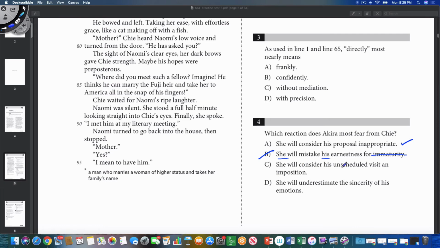Then C, she will consider his unscheduled visit an imposition. So it's not about the timing of the visit. He's not worried about just coming across as an imposition. Again, he's more worried about the appropriateness. So C is out. And finally, she will underestimate his sincerity of emotions. So Akira, at least in this first paragraph, did not worry about whether Chi would think that Akira is not very sincere with his emotions or his proposal. So that is out. And therefore, we are left with A, which matches what Akira was afraid about, breaking traditions and therefore making his proposal inappropriate.